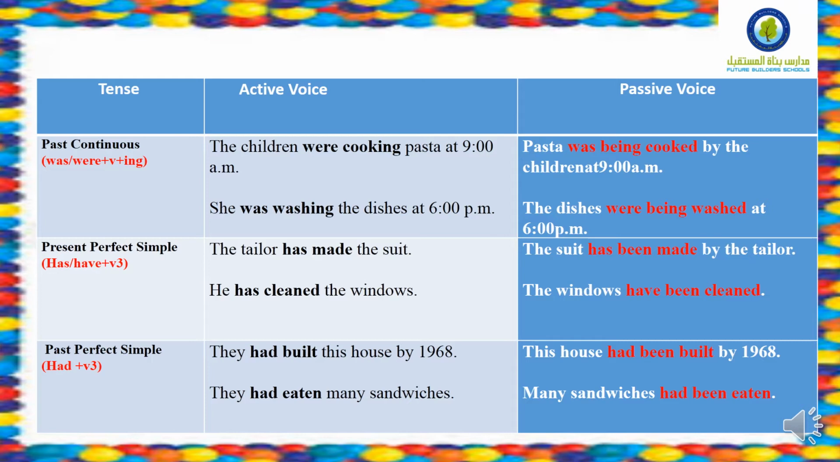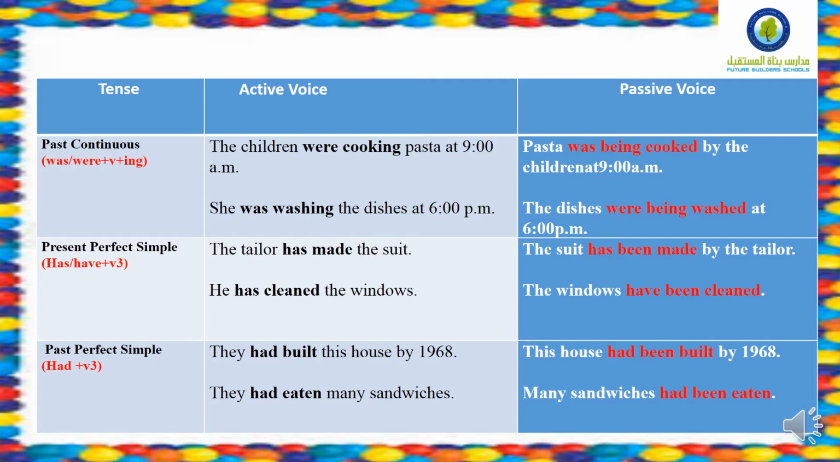Now, for the perfect, the suit, we bring the object. Then you put has or have, depending on the object. Here we have suit, which is singular, so we take has. Now, you put one of the verbs to be, مناسب للفعل, وهو perfect, so been. Verb 3 from made, made.